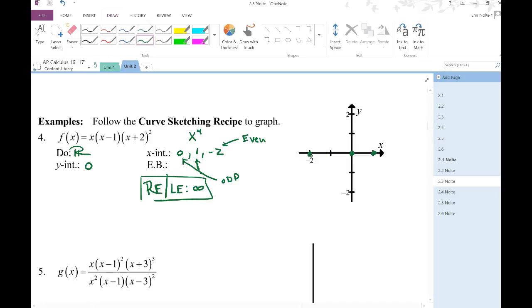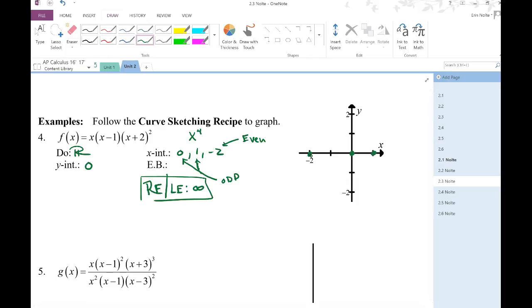Can you visualize what's going to happen here? Remember, I have this parabolic shape, so my two ends are up. What's going to happen when I get to negative 2? It's going to bounce, and then when it hits 0, it's going to cross and go below, and then it's going to come back up and cross through at 1.